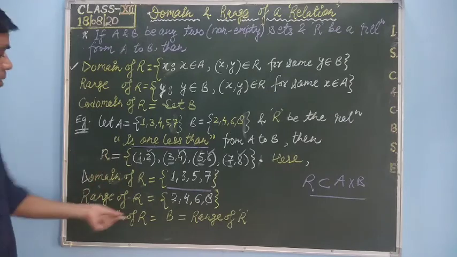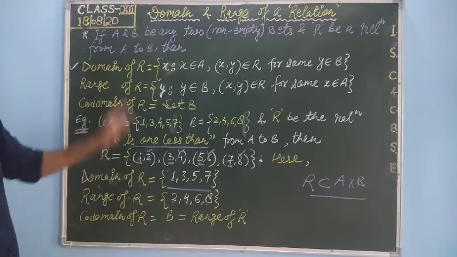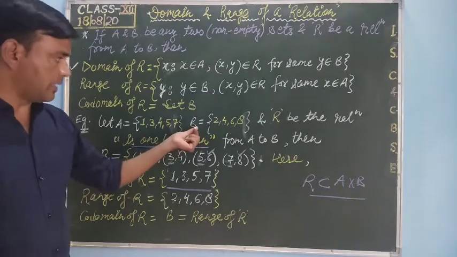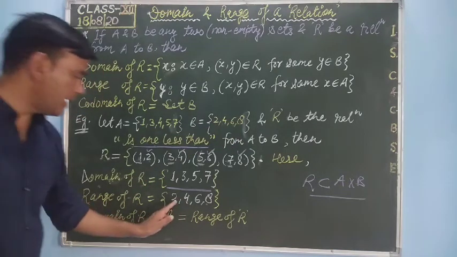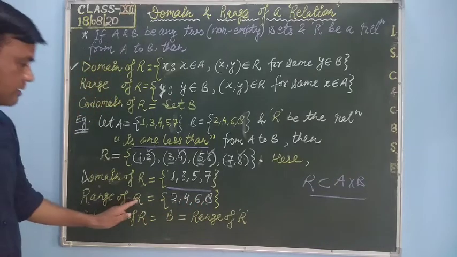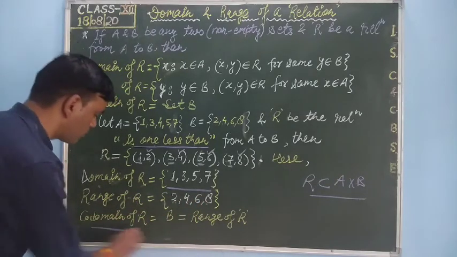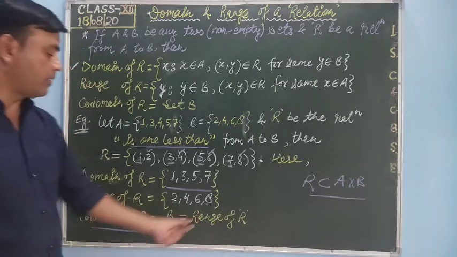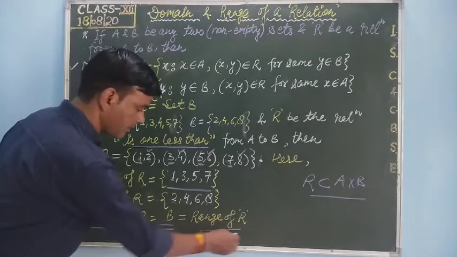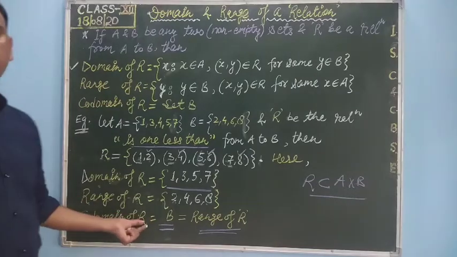And the codomain of any relation will be the set B itself, and set B is already given as {2, 4, 6, 8}. And also here {2, 4, 6, 8} is the range of the relation. So here you can say that the codomain of any relation is set B itself. And in this particular example, the range of the relation is also equal to the codomain of relation R.